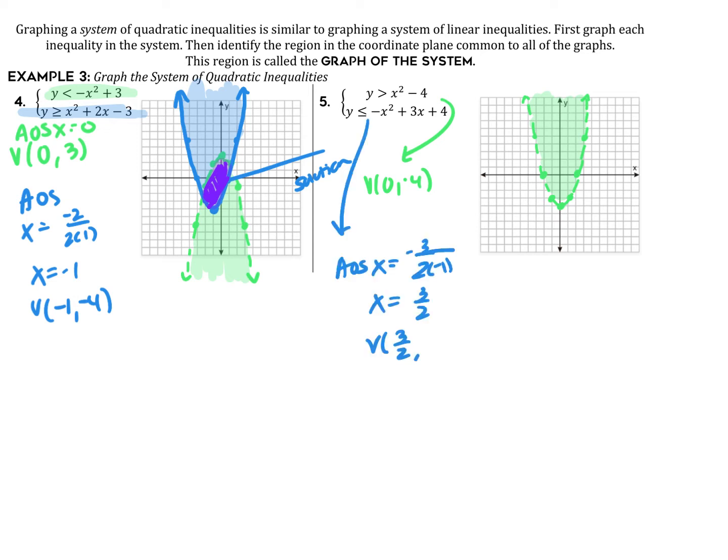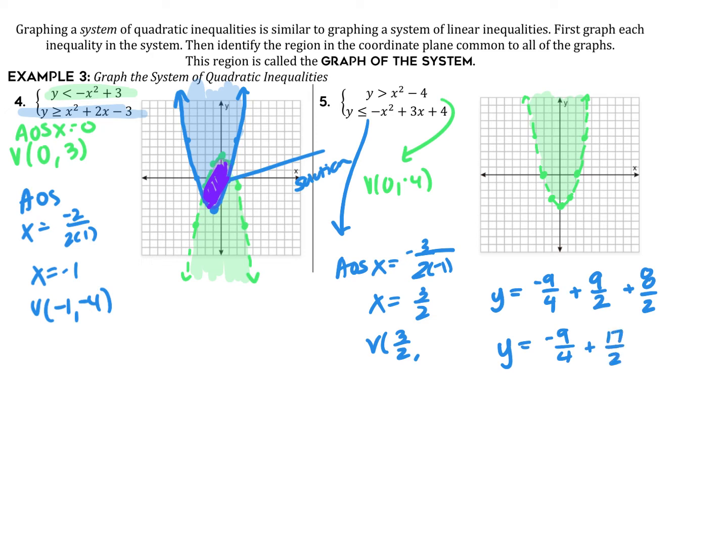That axis of symmetry is going to be 3/2. We're going to need to plug that in to find our vertex. So if I square 3/2, I'm going to get 9/4, and then that negative in front is going to keep it negative. 3 times 3/2 is 9/2 plus 4. I'm going to go ahead and convert that. 4 is 8/2. So this is going to be -9/4 plus 17/2.